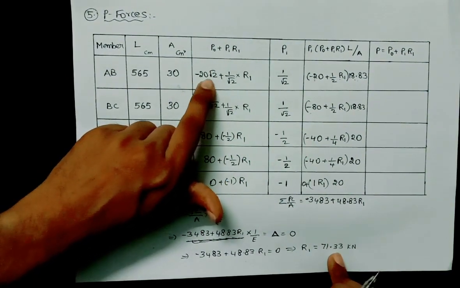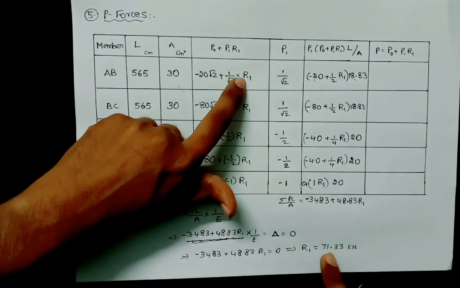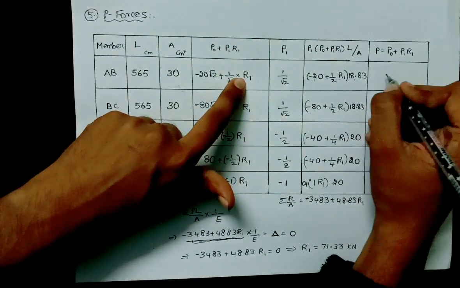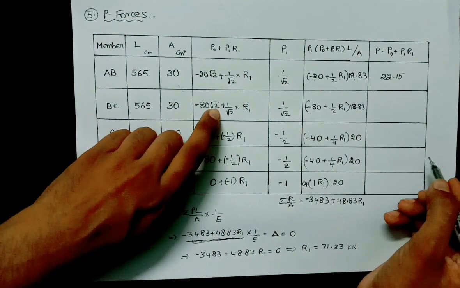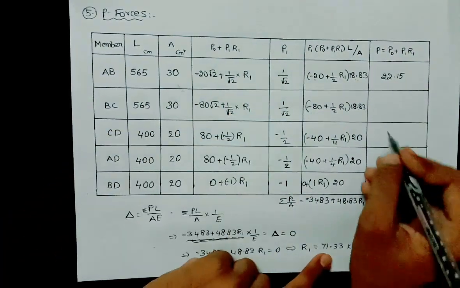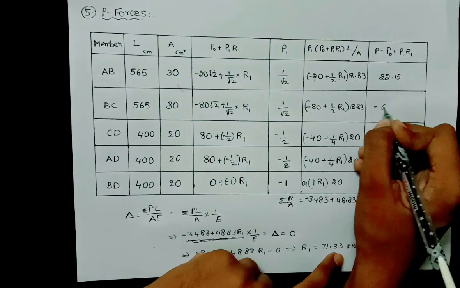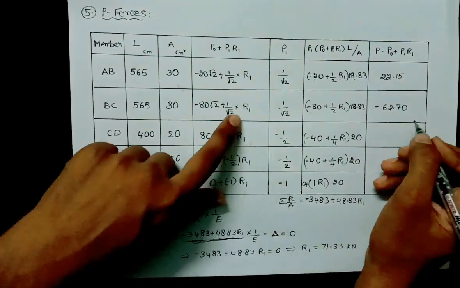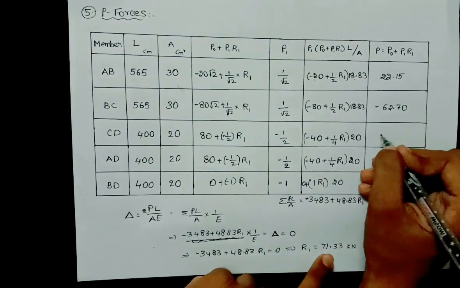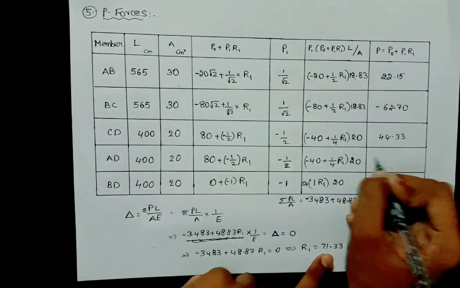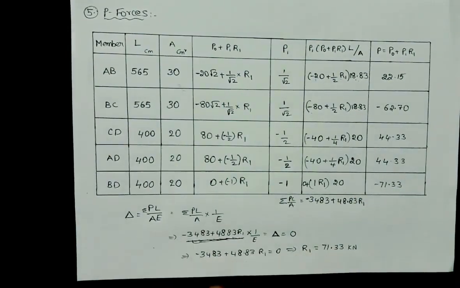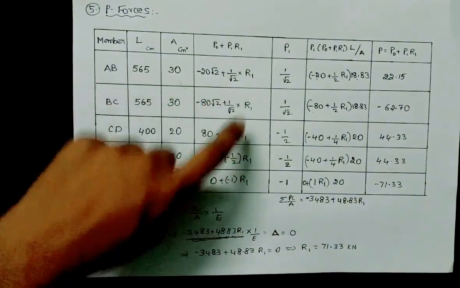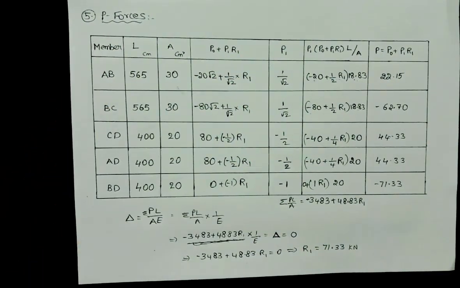Now the final step is to substitute this R1 equal to 71.33 kilonewton in this equation. That means minus 20 root 2 plus 1 by root 2 into 71.33. You will get 22.15. Again minus 80 root 2 plus 1 by root 2 into R1, that means 71.33. You will get minus 62.70. Similarly, in the place of R1, you substitute this value and calculate the final forces. I am directly writing the values. These are the forces which we have obtained after substituting this value in this column. So this is the process of analyzing the forces.